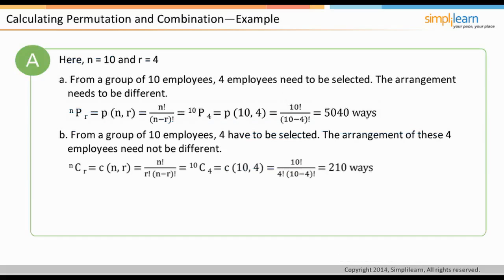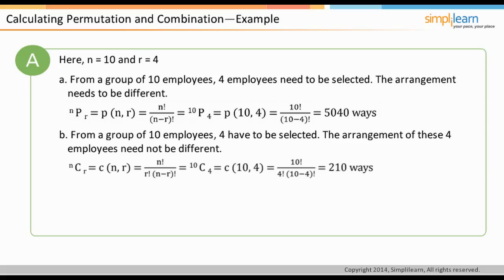In the given example, the values of n and r are 10 and 4 respectively. Let us consider the first condition. From a group of 10 employees, 4 employees need to be selected. The arrangement needs to be different. Using the permutation formula, nPr equals P of n and r equals n factorial divided by n minus r factorial.